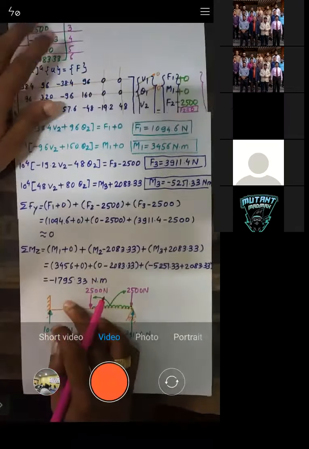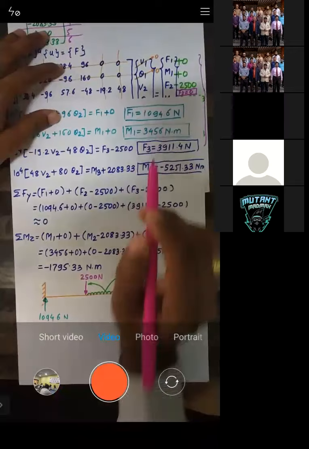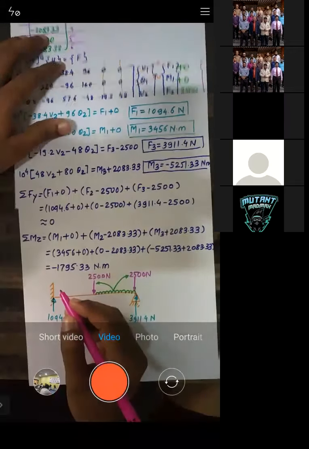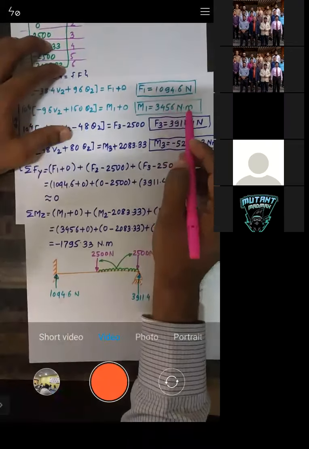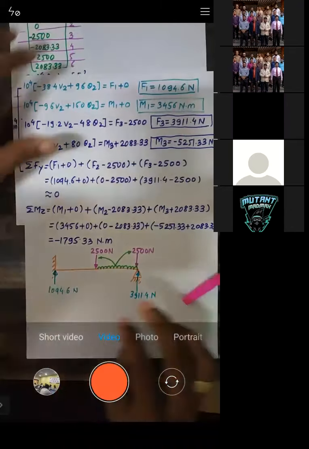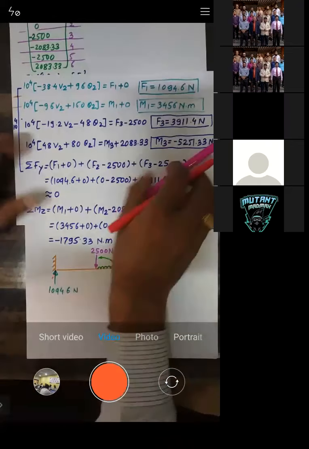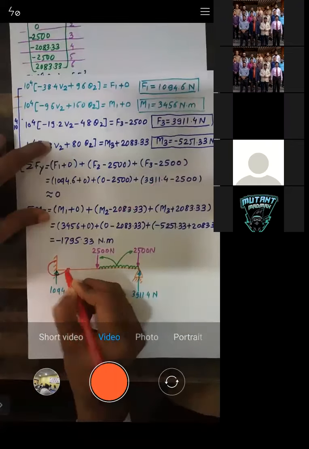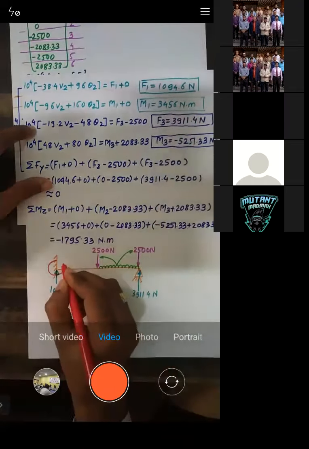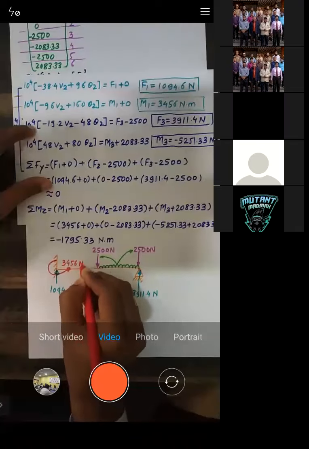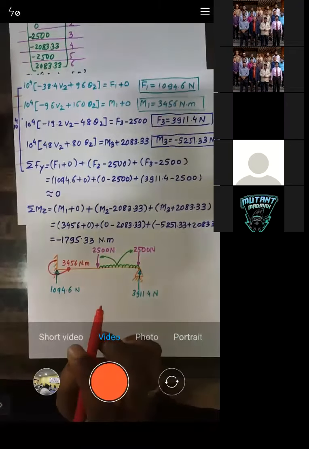Now see, when you go here at node 1, what is the moment? It is positive, which means it's anti-clockwise. I will highlight that moment here. That moment was anti-clockwise at node 1. This moment at node 1 we have calculated as 3456 Newton meter. M1 is the moment at node 1. It is positive, that means it's anti-clockwise, right?